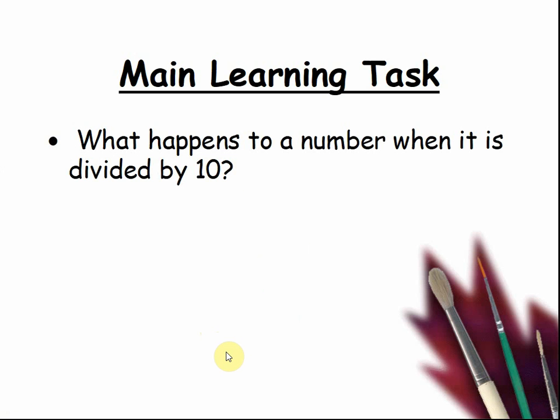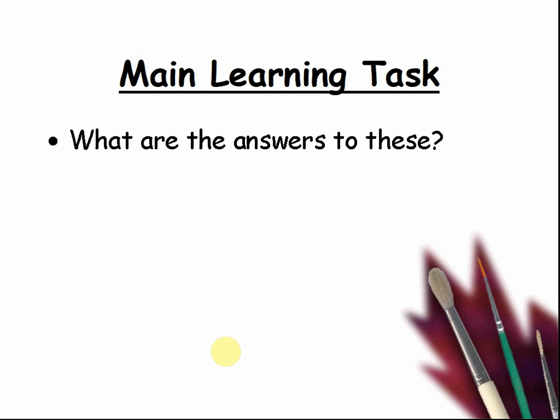What happens to a number when it is divided by 10? What are the answers to these? 120 divided by 10 is 12. So all the digits move to the right.